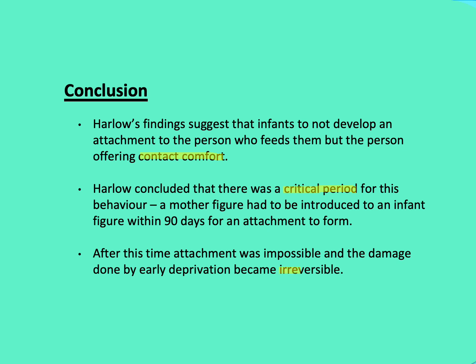And this is in the context of monkeys, not humans, but this concept of a critical period does then also link to human behaviour. After these 90 days, it was impossible, and the damage done by early deprivation became irreversible. As I've said, animal studies can act as a golden thread because they do link to later theories such as Bowlby's maternal deprivation theory, and they're also used to contradict the learning theory of attachment. So that is the APFC of Harlow's study.